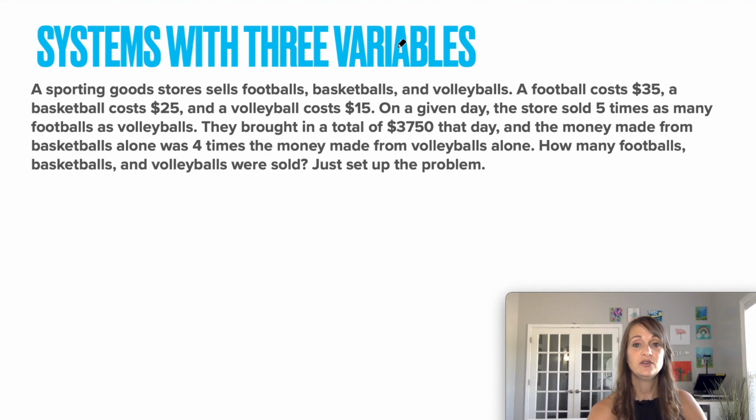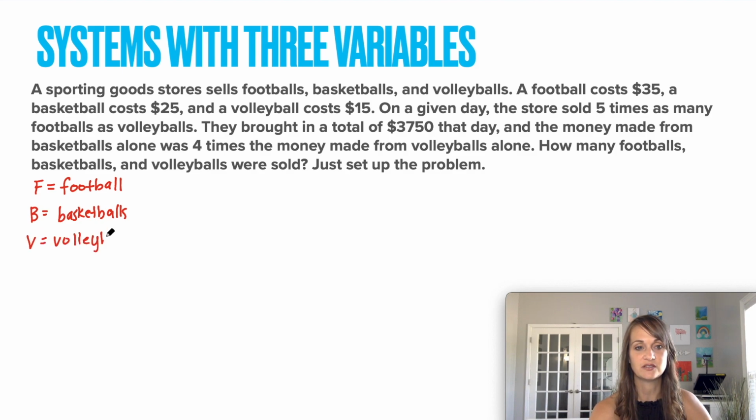I'm going to decide that F is going to represent the number of footballs. B is going to represent the number of basketballs that were sold. And V is going to represent the number of volleyballs sold. Now, we don't know how many of each were sold. We don't even know how many total were sold. But we do know the total amount that they made.